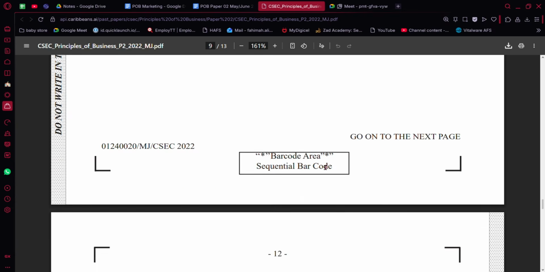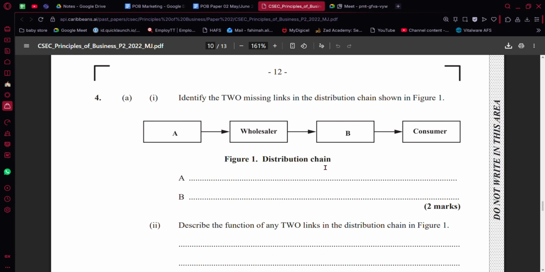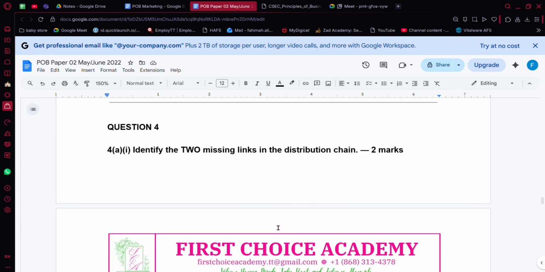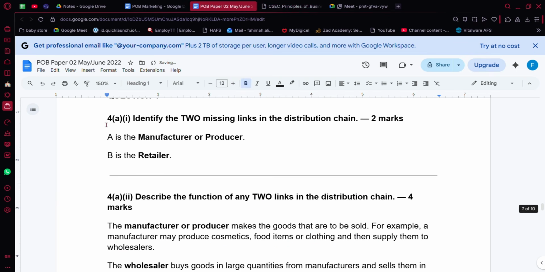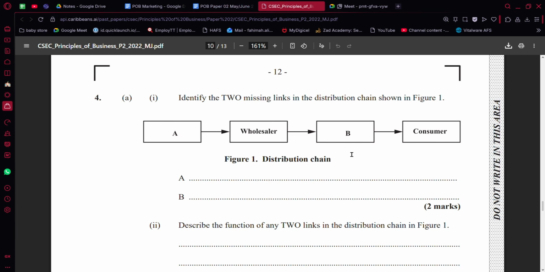Question 4 now. Identify the two missing links in the distribution chain shown in figure 1. We have A, which is what we need to replace. Then it goes to the wholesaler, then to B, which is the next one we need to replace, and the last one is it gets to the consumer. So the answer we have is A is the manufacturer or the producer, and B is the retailer.